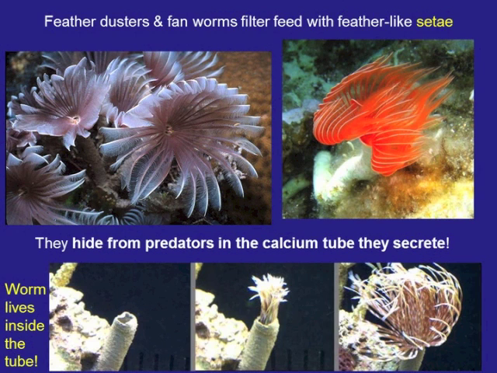In the top right, we see a feather duster worm that is brightly colored. And that is because it is a bad-tasting feather duster. They hide from predators in the calcium tube. They secrete it, so it's a mixture of flexible protein and calcium.